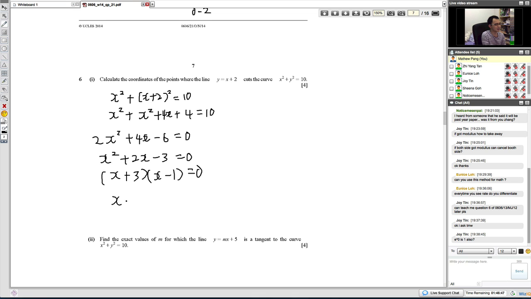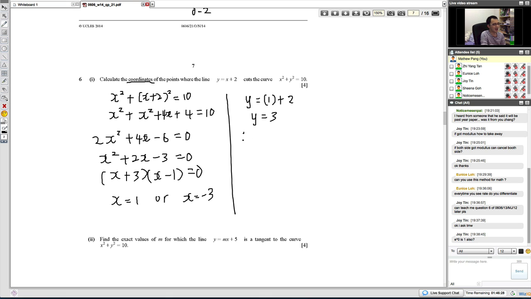So x equals 1 or x equals negative 3. Or you can write x equal to -3 and x equal to 1. It doesn't matter, but this one they ask for coordinates, you cannot stop here. You need to find the y also. So when x equals 1, y will equal 1 plus 2, which is 3.